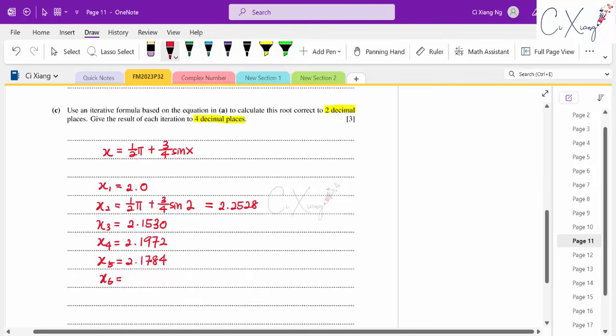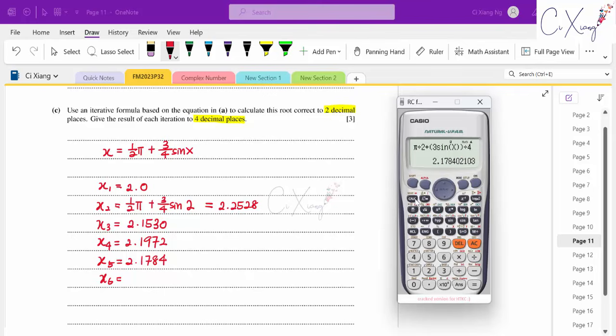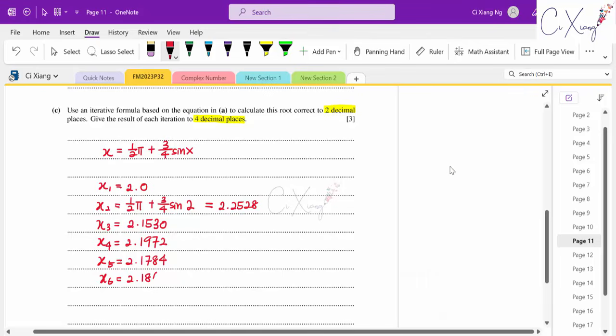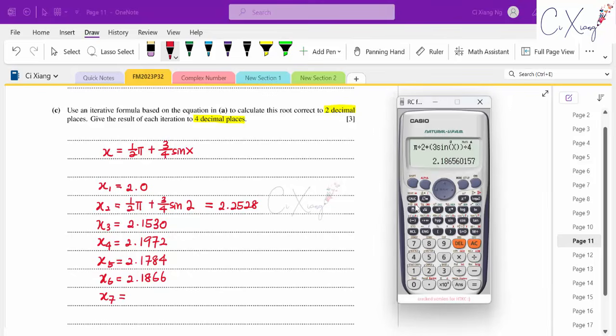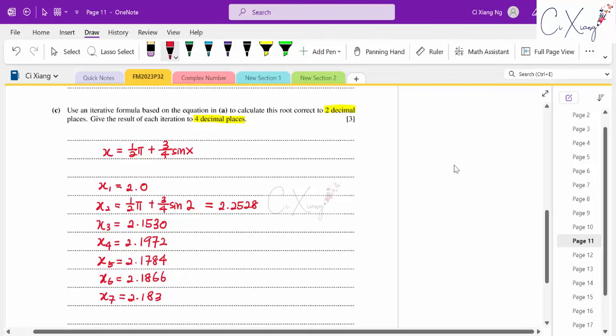These two values for 2 decimal places still haven't repeated yet, so just continue again. Calculate again, 2.1784, equal sign, 2.1866. So x5 to 2 decimal places is 2.18, x6 is 2.19, haven't repeated yet, so I continue again for x7. Calculate, 2.1866, equal sign, 2.1830. It hasn't repeated yet, so continue again.